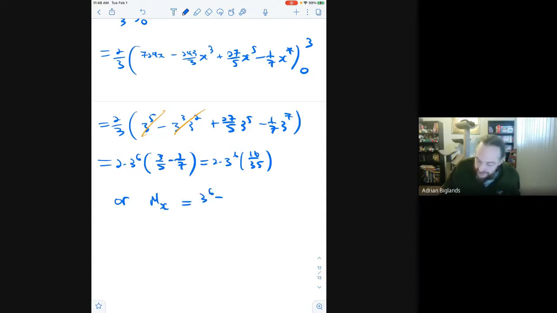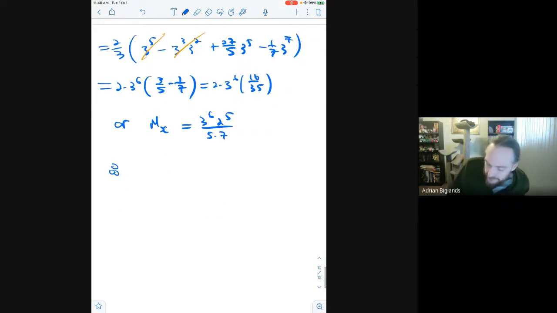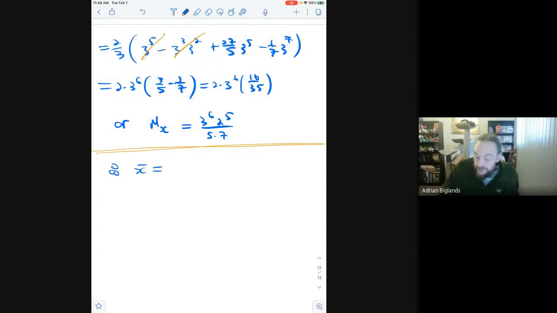3 to the 6, all right? 16 is 2 to the 4, so that should be 2 to the 5 over 5 times 7. You'll see why I did that in a second. That says, therefore, that was the calculation of our 3 triple integrals. This says x bar is going to be My over m, which was 0 over m, which was 0.